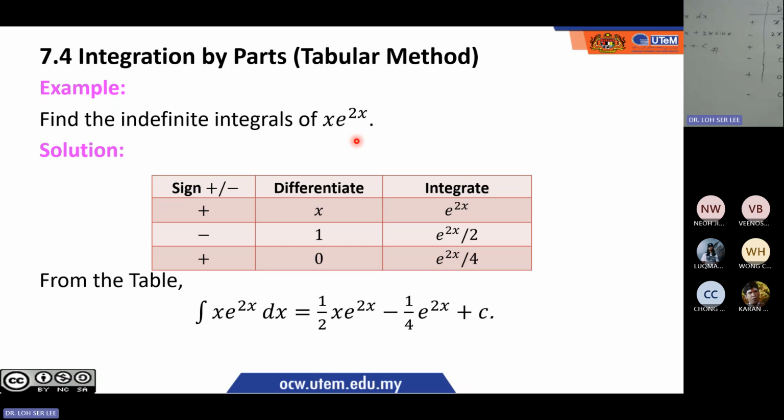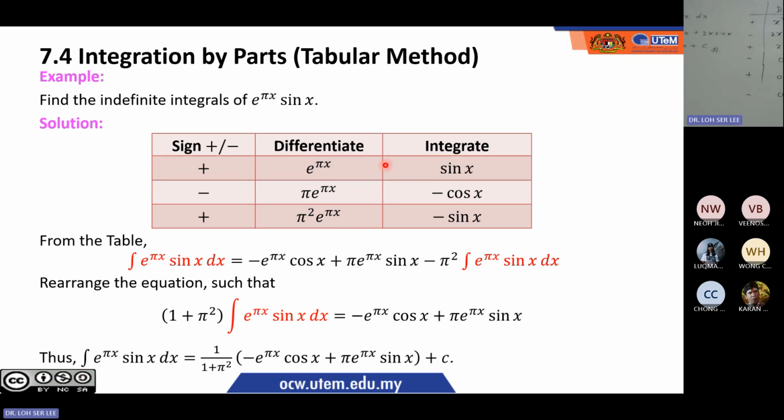Okay. Next, this one. Polynomial with exponential. So differentiate until you get 0. Integrate, you get this over 2. Integrate once again, you get over 4. Then finally, plus x times this, you get the first component. Minus 1 times this, you get the second component. And then plus c. Because we know that 0 multiplied to the next, it will be 0.